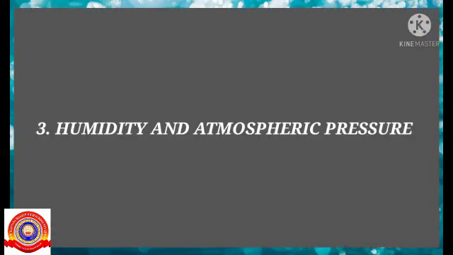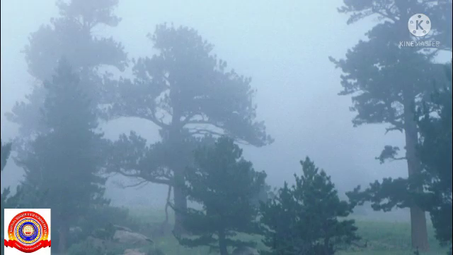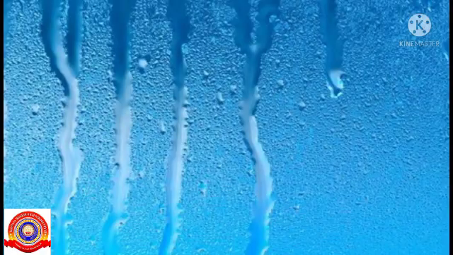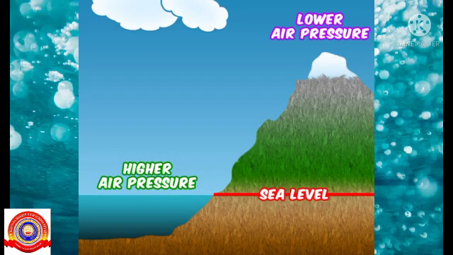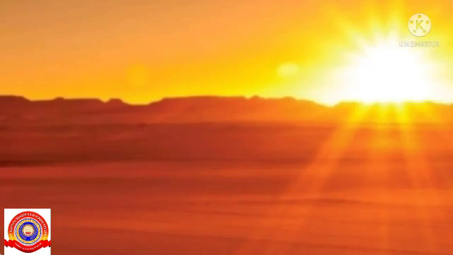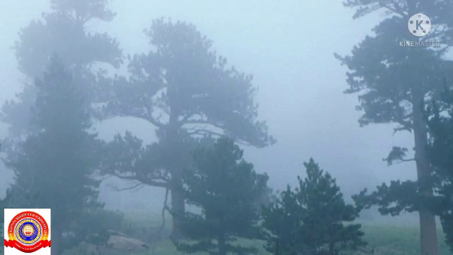Next one, humidity and atmospheric pressure. Humidity refers to the quantity of water present in the atmosphere. If the quantity of water vapor is more in a unit volume of air, then naturally the atmospheric pressure will be less. Humidity and atmospheric pressure are inversely proportional. Hope you have understood that altitude, temperature, and humidity experienced in a region influence the atmospheric pressure.